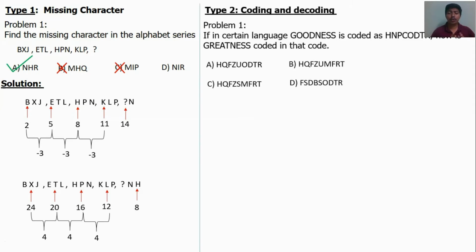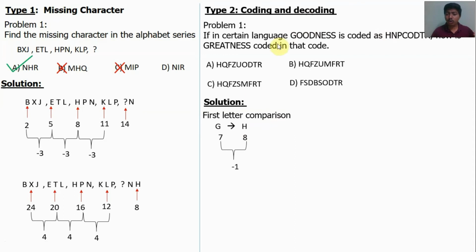Second problem is coding and decoding concepts. Here, GOODNESS is coded as HNBCODTR. Then what will be the code for GREATNESS? Compare the first letter of the given word with the first letter of the code, and implement this difference with the given code. So the procedure is first letter comparison. Here G is coded by H. The position of G is 7 and H is 8. The difference is 1.